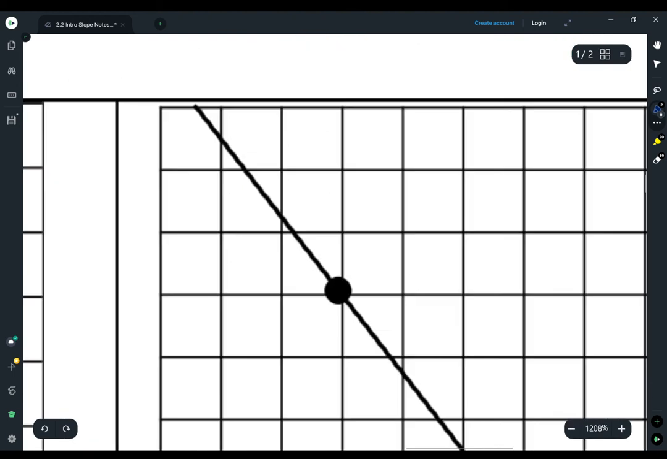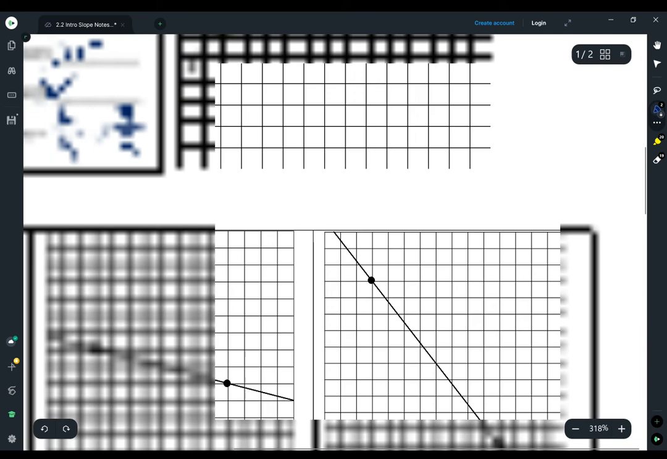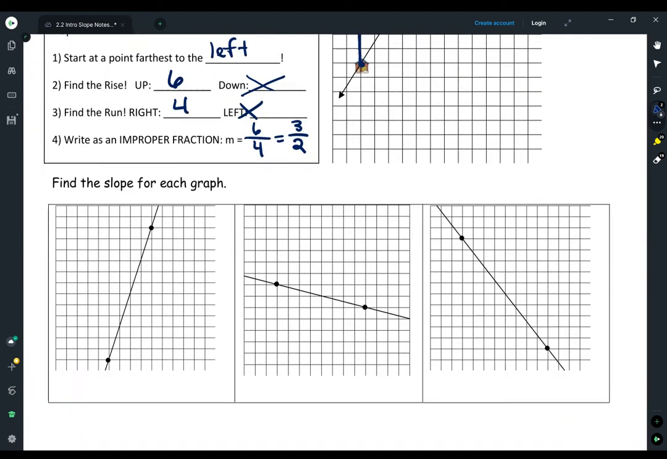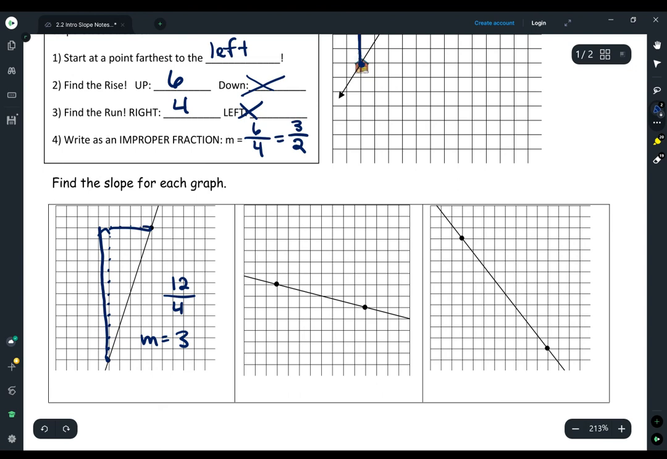So let's look at what we have down here on the slope of each graph. I did not mean to resize that so much. On this first one, we're going to start on the left, and again do a rise over a run. Kind of messy here, I'm trying to write on the screen. So up 1, 2, 3, 4, 5, 6, 7, 8, 9, 10, 11, 12. So our slope will be 12 over our run, 1, 2, 3, 4. So our slope is going to equal 3.